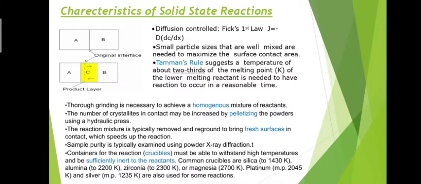Sample purity is typically examined using powder X-ray diffraction, and containers for the reaction must be able to withstand high temperatures and must be sufficiently inert to the reactants. Common crucibles are silica, alumina, zirconia or magnesia. Platinum and silver are also used for some reactions.